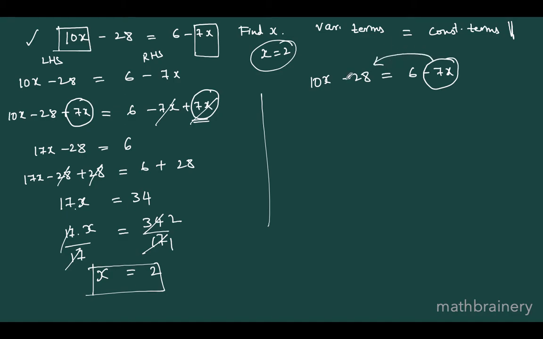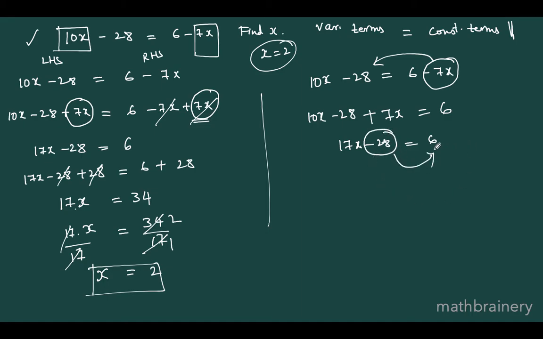When I am bringing this one term on the right hand side to the left hand side, that is, to 10x minus 28, I will be changing its sign. So minus 7x will be changed to positive 7x. This is equal to 6. Now what is 10x plus 7x? 17x minus 28 is equal to 6. Now here again you have a constant term. Let me transpose this constant term to the right hand side.